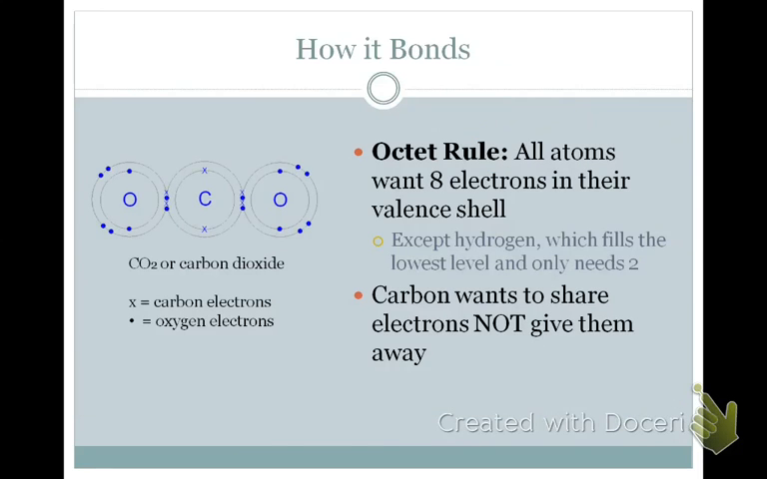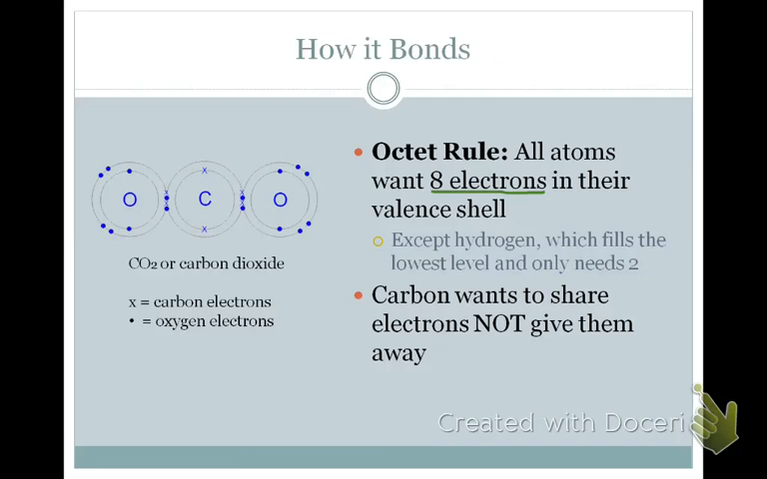Now we get into the octet rule. The octet rule, you may hear it at the beginning of the word oct, kind of reminds you of octagon, which is an 8-sided figure. So the octet rule is that all atoms want 8 electrons in their valence shell. Remember, the valence shell is going to be that outermost electron shell or orbital. The only exception to this that we'll be talking about extensively will be hydrogen, which fills the lowest level and only needs 2. Carbon wants to share electrons, not give them away.